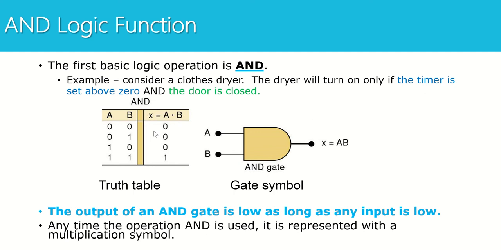So the way that we can think about AND is the output is high when all of the inputs are high, or we can say that the output of the AND gate is low as long as any input is low. Either way you want to think about that, that is how we remember the definition of AND.